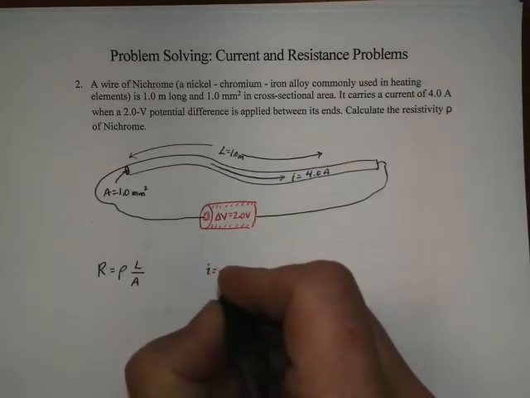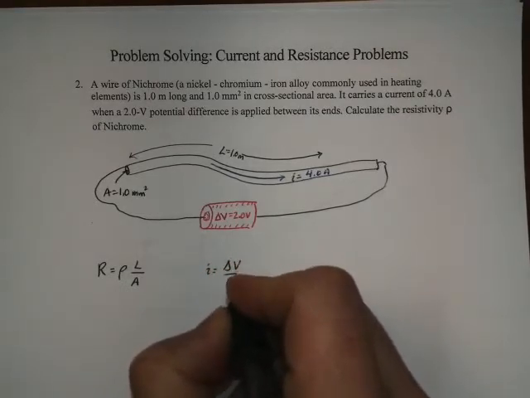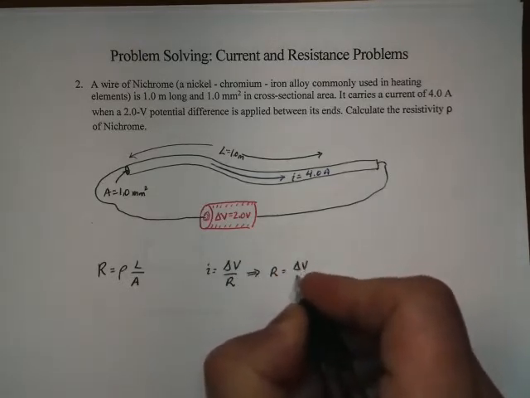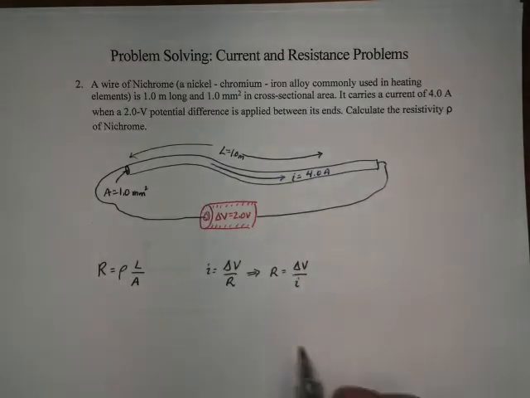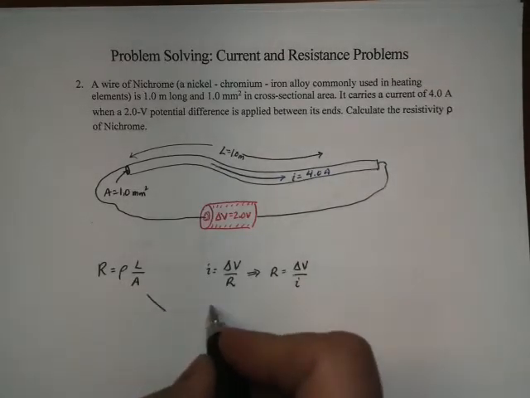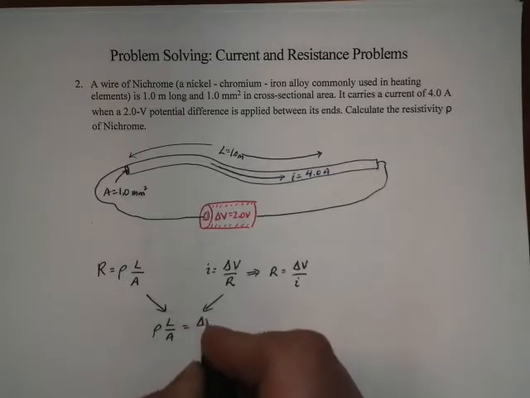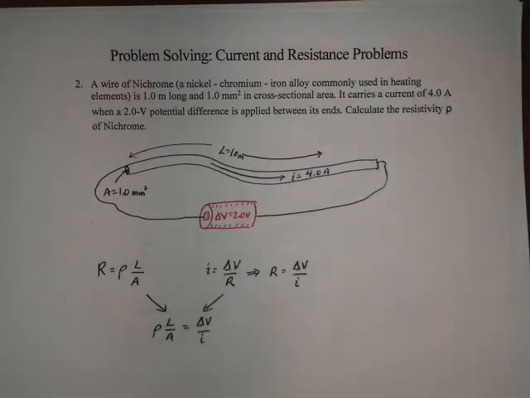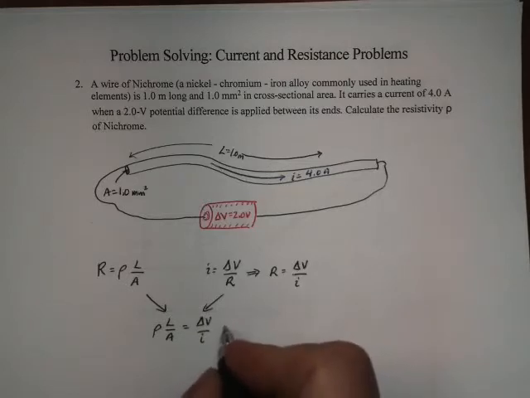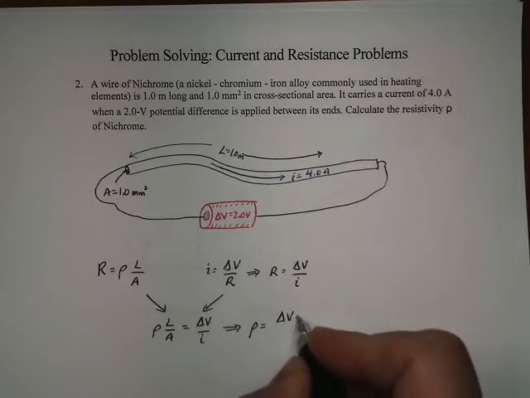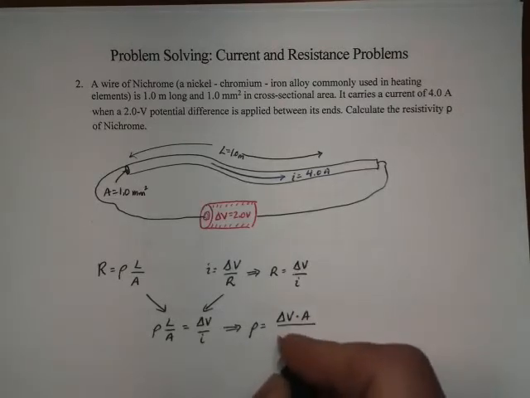From Ohm's law, which I always write as current is the potential difference divided by the resistance, we can get that resistance equals the potential difference divided by the current. And you can put those two things together to say that resistivity times length over area must equal potential difference over current, because both are equal to the resistance. And that means that resistivity is equal to the potential difference times the cross-sectional area divided by the current times the length.